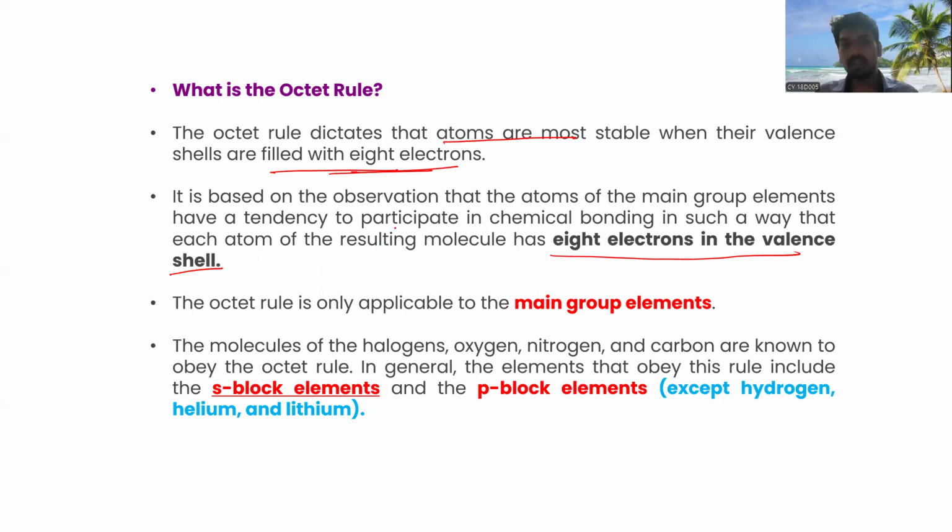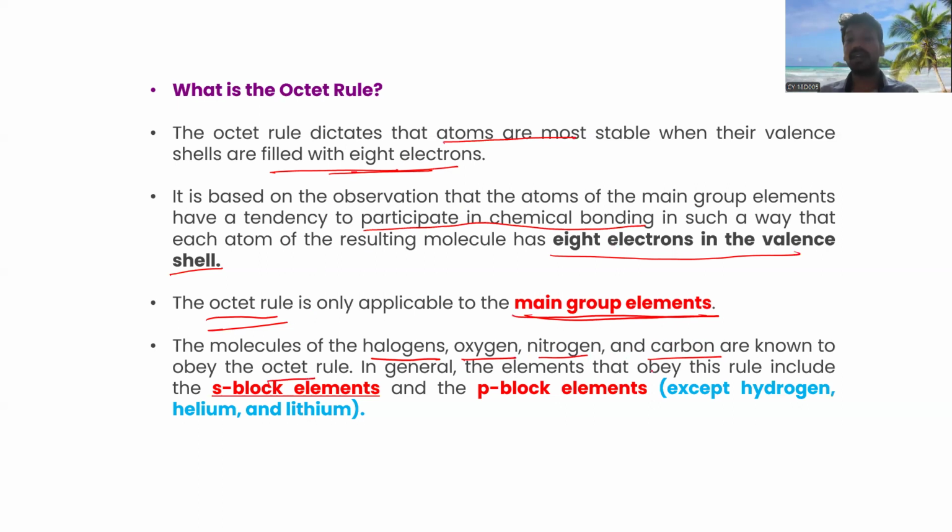Okay. So they can participate in chemical bonding so that they can attain the octet, whether it is ionic bonding or covalent bonding. So this octet rule is generally applicable to the main group elements. Okay. Then we can say that this is also applicable to the halogens, halides, chloride, bromide, iodide, oxygen, nitrogen, and carbon, covalent bonding as well as ionic bonding. You can see they follow the octet rule.